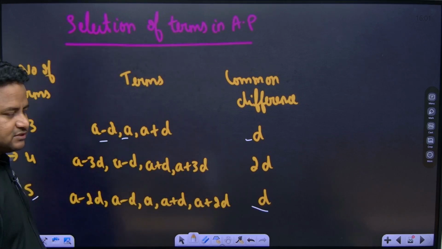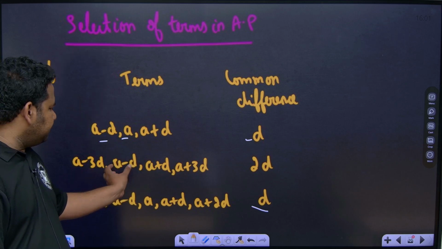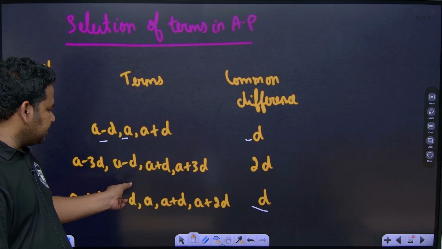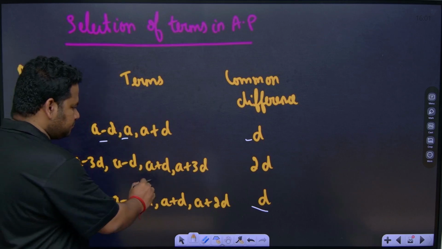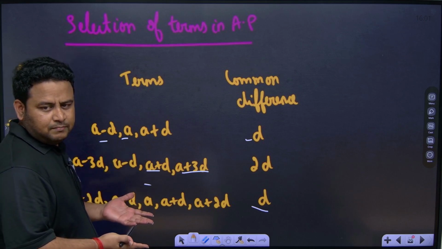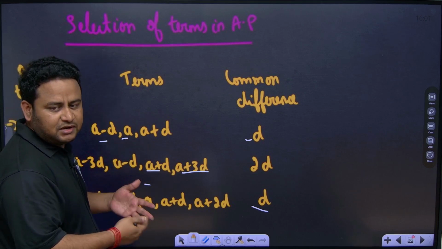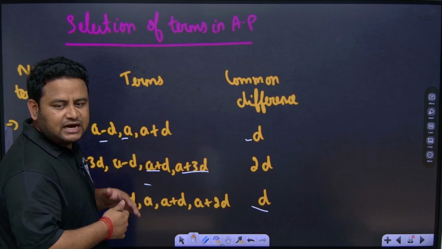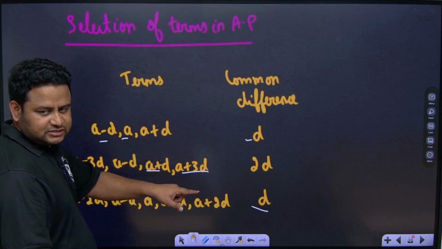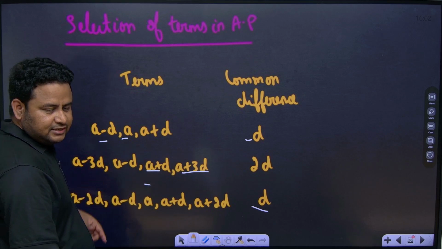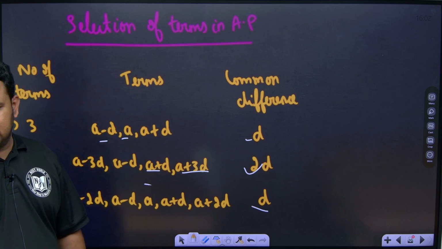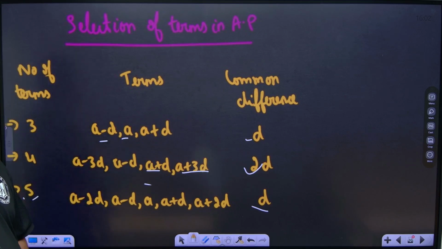And when an even number of terms is given, that time you take A plus D, A plus 3D, A minus D, A minus 3D. Because you can take any term and do it, but if you take terms like this, it will be easy to simplify. A lot of things will get cancelled, and you can get the answer easily. For an even number of terms, the common difference will be 2D. Odd number of terms, common difference will be D; even number of terms, common difference will be 2D.